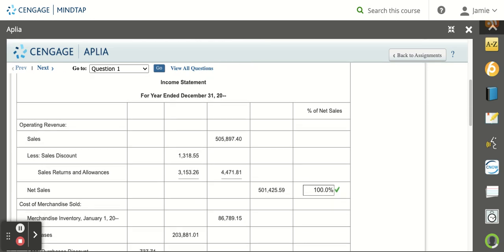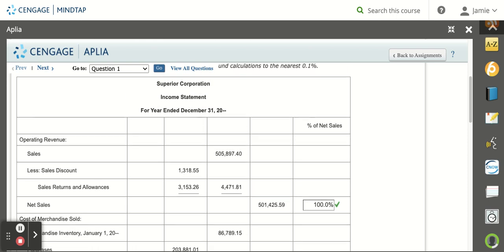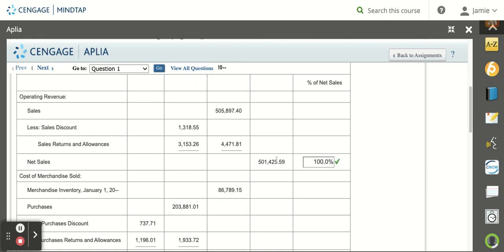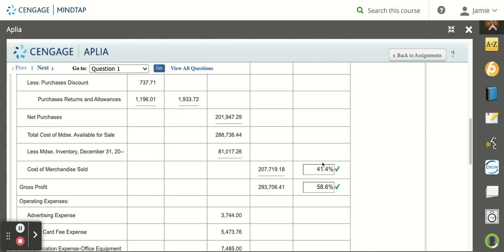The final step is our vertical analysis. Every number is going to be divided by net sales. So net sales divided by itself gives us 100%. Be sure that you always round to the nearest tenth. So divided by itself is 100%.